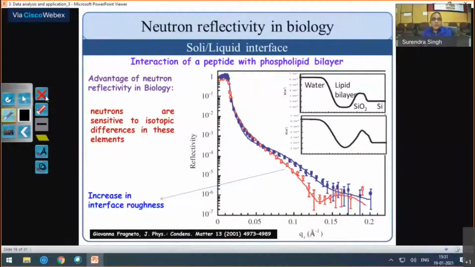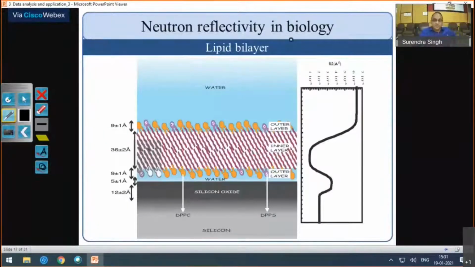Okay, but when you added a little bit of peptides on this, what did you get? You got this roughness increased, at this interface as well as at this interface. Both the interfaces, the roughness has increased. And then if you see what kind of structure they have set for this, it is like this. So this is the bilayer, this is the inner layer, outer layer. This is a lipid bilayer. This is silicon, this is silicon oxide over here. Okay, so different thickness, and this is the scattering length density showing that.